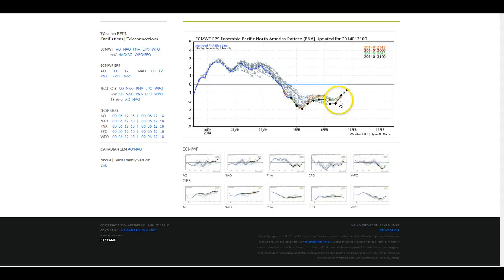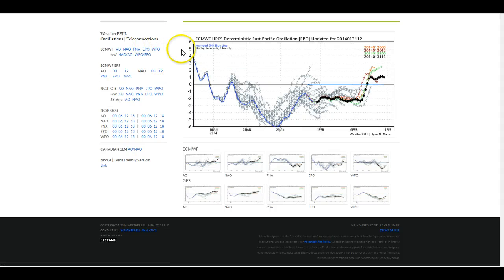The PNA is going negative. And remember what I just said? Negative is good: troughiness in the west and ridging in the east. Remember, troughiness is digging down colder air. Ridging is warmer air moving up from the south.